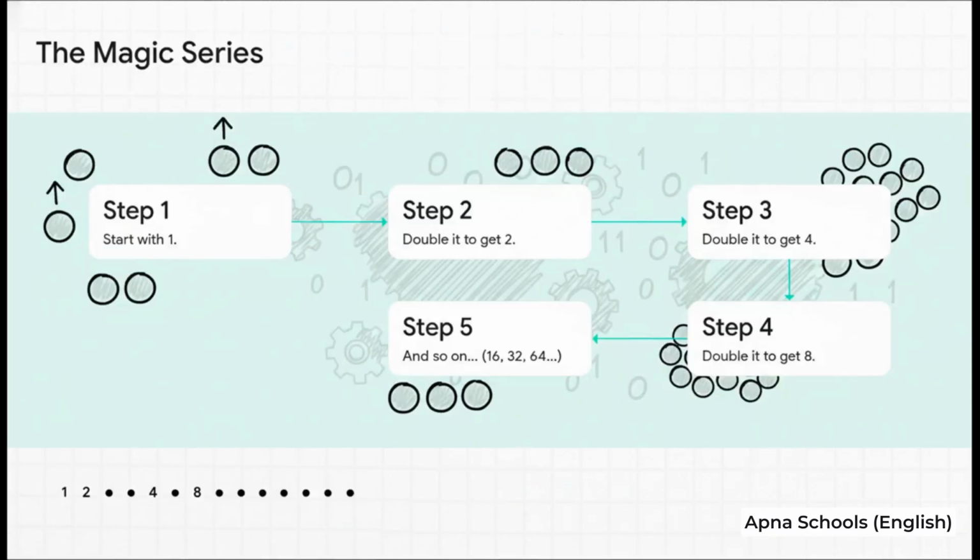And here it is. We're calling it the Magic Series. And the rule is so easy. You just start with 1, and you keep doubling it. So 1 becomes 2, 2 becomes 4, then 8, 16, 32. You just keep going as far as you need to. Seriously, this little series is the only tool you're going to need from this point on.